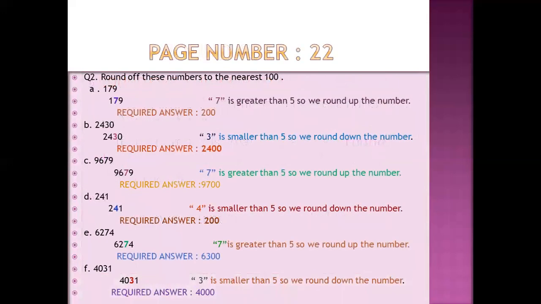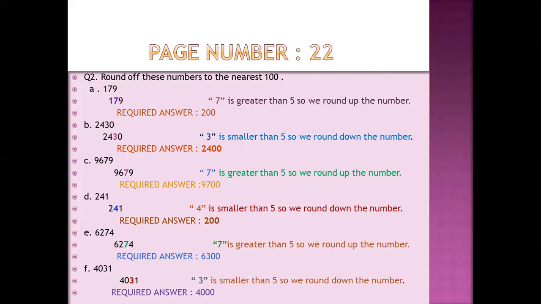Yes, come to question 2. Part A is 179. Now which number will we see? Good. The number which lies on the tens place. In this question, 7 lies on the tens place and 7 is greater than 5. So we round up the number and our number falls in 200. Our required number will be 200. Come to part B, and 3 lies on the tens place.